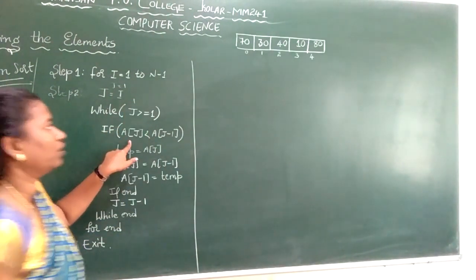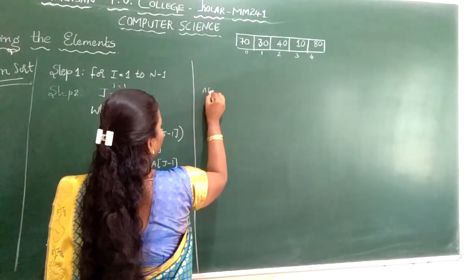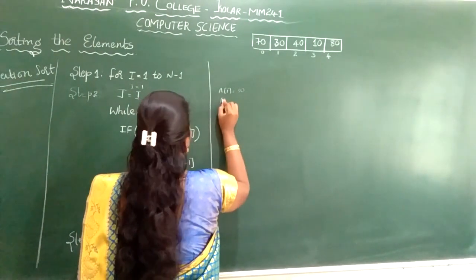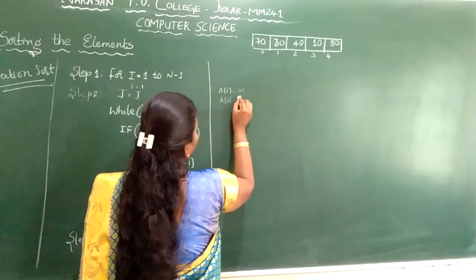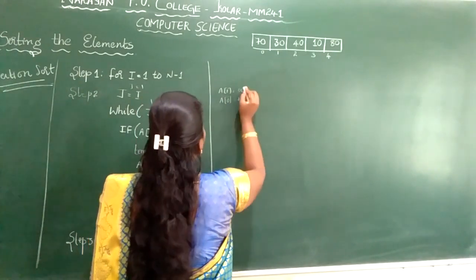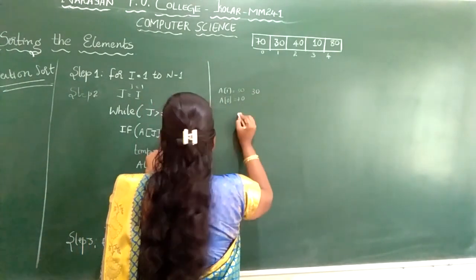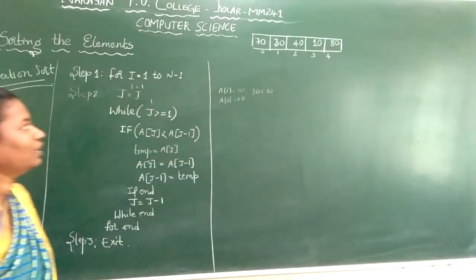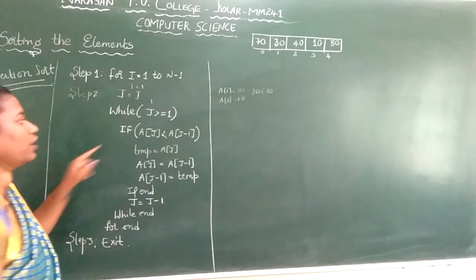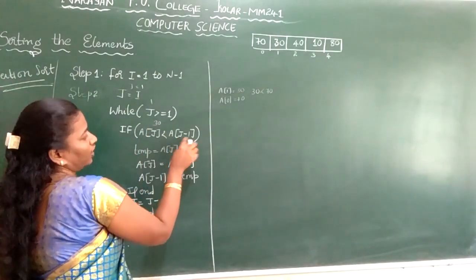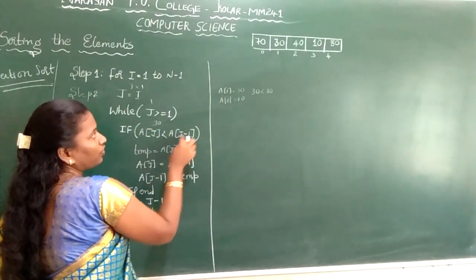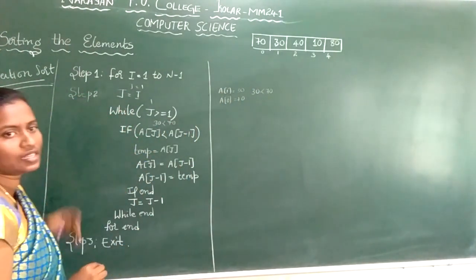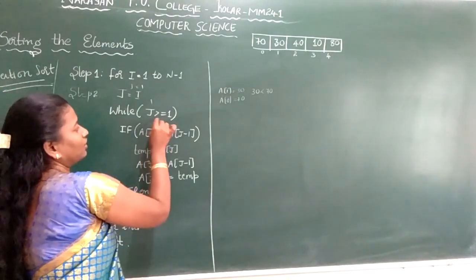If a of j, what is a of j? A of 1 is 30. What is a of j minus 1? A of 0, that is 70. So a of j is 30 and a of j minus 1 is 70. Is 30 less than 70? Yes, 30 is less than 70.